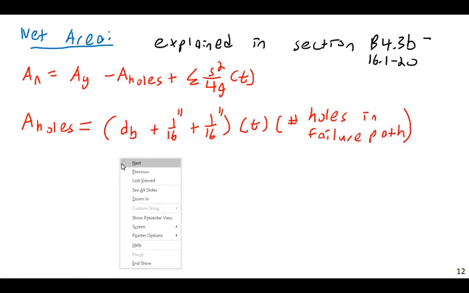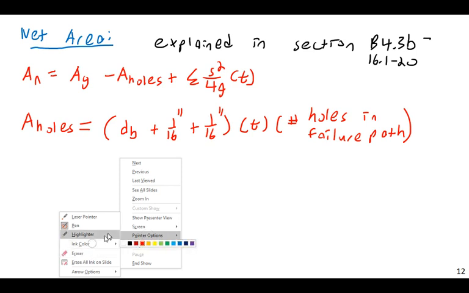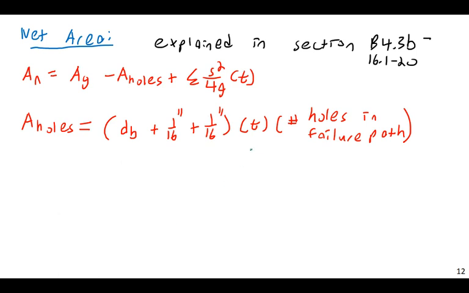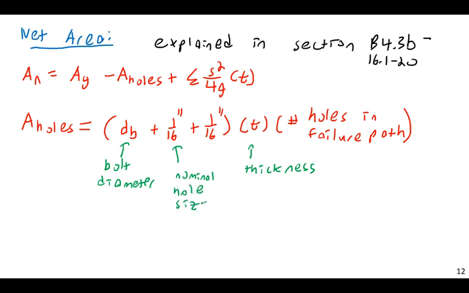So what does this mean? What's going on here? Well, the T here is the actual thickness of whatever plate you're looking at, or whatever flange or web that you're bolting to. dB is the nominal diameter of the bolt that you're using. The first 1/16 is the nominal hole size, and this other 1/16 is to account for material damage.